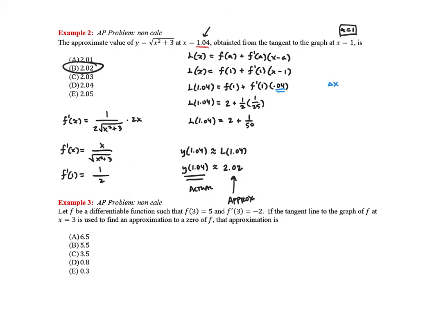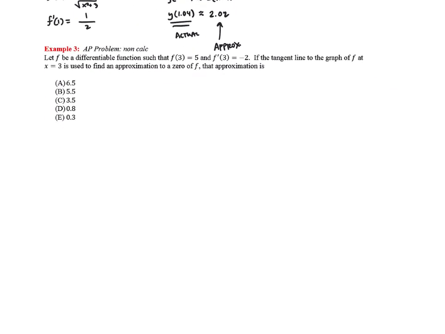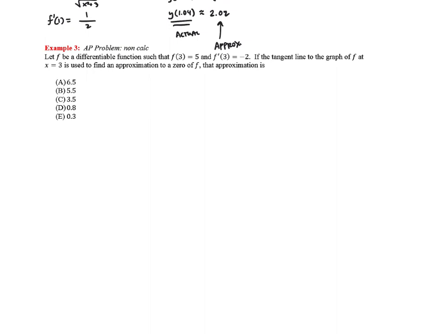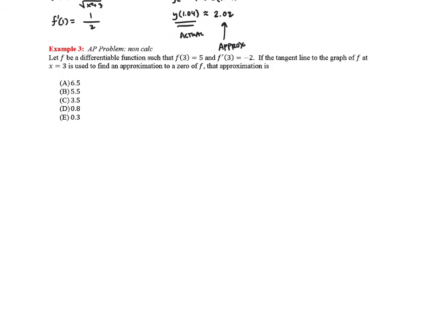All right, let's look at example 3. Let f be a differentiable function such that f of 3 is 5, f prime at 3 is -2. If a tangent line to the graph of f at x equals 3 is used to find an approximation to a 0 of f, that approximation is blank. Okay, this is interesting. Let's build this. So let's use, again, our linearization model in the following way. Okay, and let's see what we know.